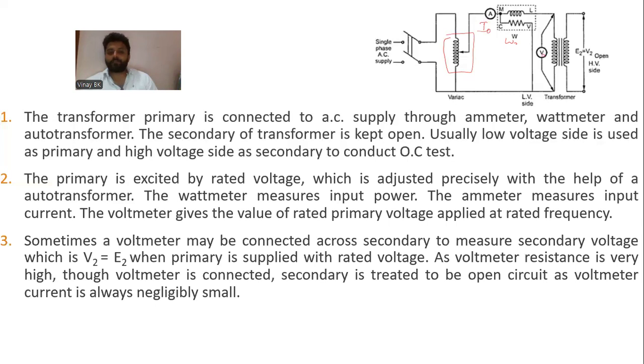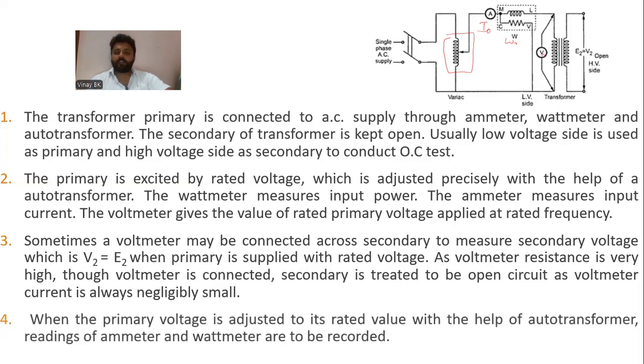When the primary is supplied with rated voltage, as the voltmeter resistance is very high, even though the voltmeter is connected, the secondary is treated as open circuit, as the voltmeter current is always negligibly small. So in case of open circuit, a simple logic: by applying the rated voltage, note down the values of I naught, W naught and V naught by keeping the secondary side open circuit.